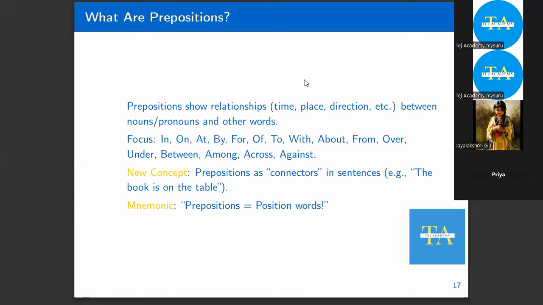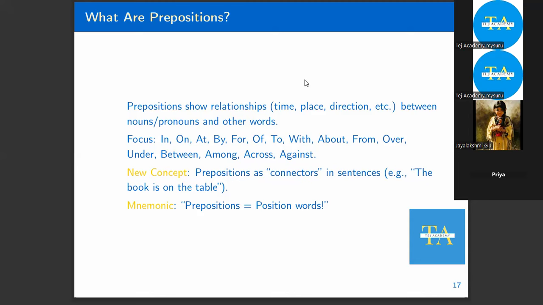So it basically shows the relationship between nouns, pronouns, and other words, like the relationship of time, place, direction, etc. Okay, this is general. We have to focus on the main prepositions which are in, on, at, by, for, of, to, with, about, from, over, under, between, among, across, and against.